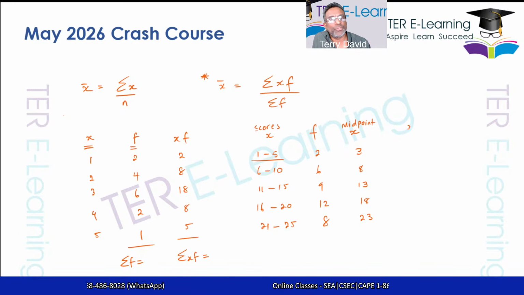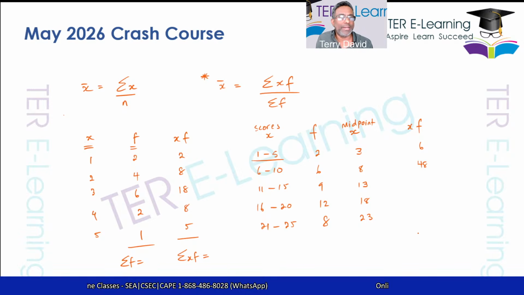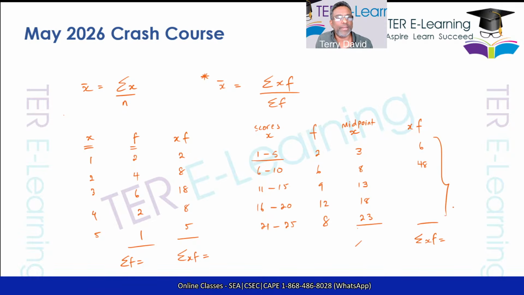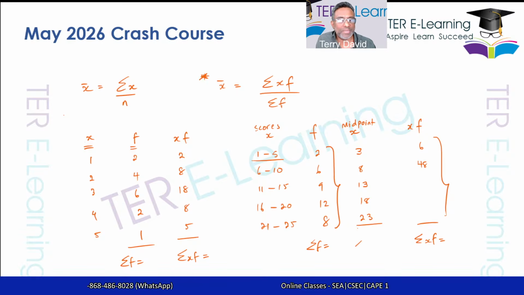And then you're going to create a new column called XF. So 3 2s are 6, 8 6s are 48. We keep going like that. Just like with the other table, you work out sigma xf by adding up everything in this column. You also add up your frequency, but we're still using the same formula to calculate your mean.